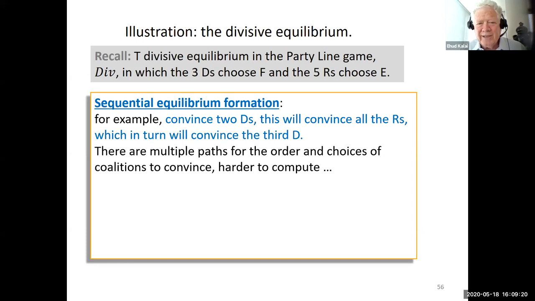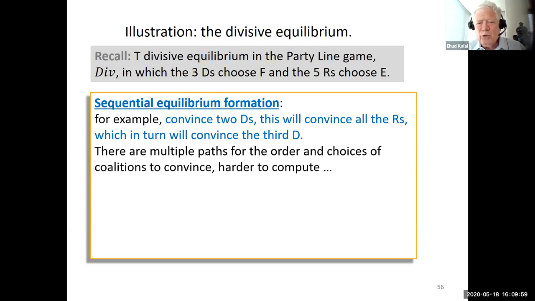So let's go back to the example with the divisive equilibrium in the party line game, in which the three Democrats chose French and the five Republicans chose English. And remember, everybody wants to look as different as possible from the choices of the others. So the equilibrium was the three Democrats choose French, the five Republicans choose English. And if I can count on sequential equilibrium formation, rather than the formation index of this game being 6, if I can do it sequentially, I can make it much more efficient.